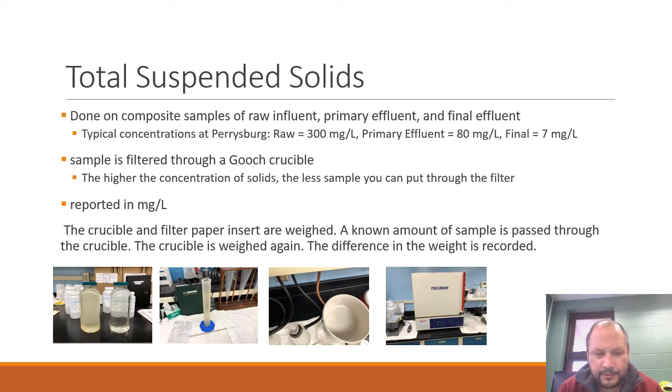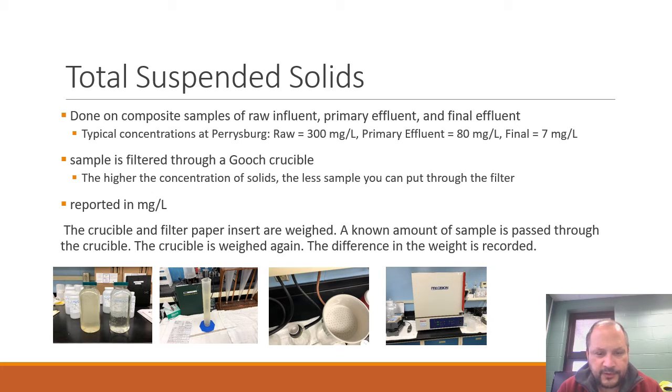Here at our plant, we do this in samples collected in 3 different locations. Raw influent and final effluent we have to do for reporting purposes. The primary effluent we do just so we can get an idea of how effective our clarifiers are. We can calculate removal efficiencies based on that.